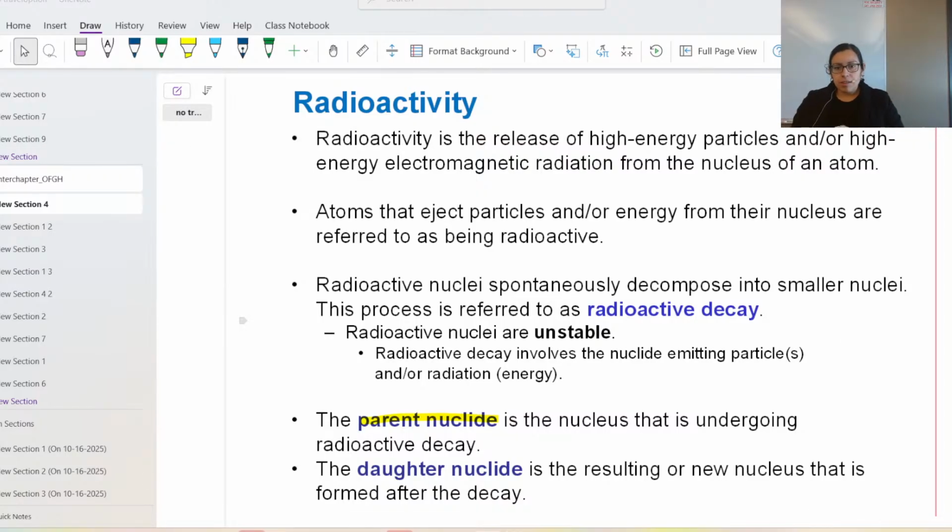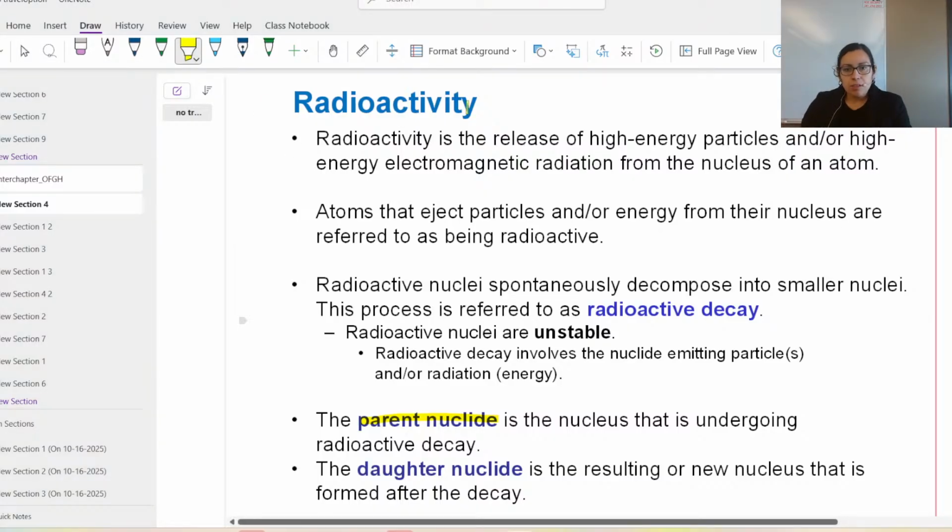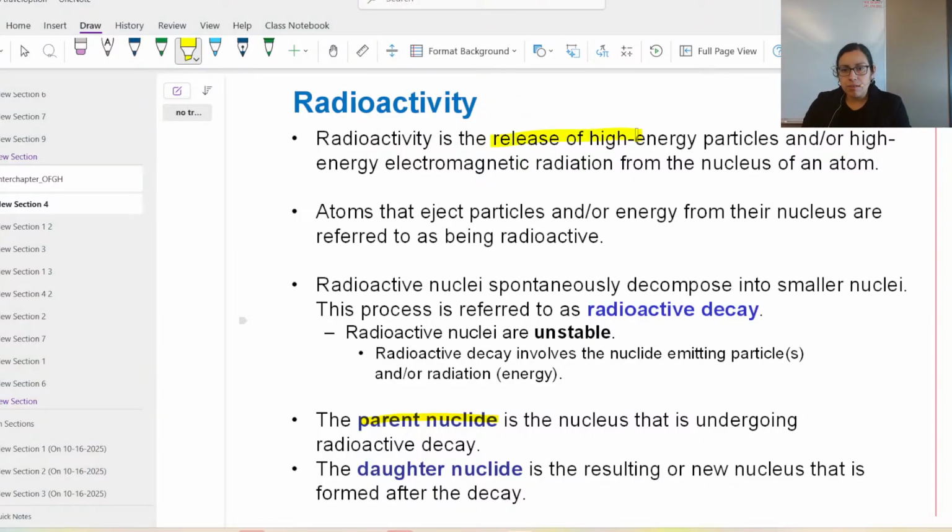So let's look at radioactivity. This is defined as the release of high energy particles and high energy electromagnetic radiation from the nucleus of an atom. It's kind of fascinating, because the half-life is established from looking at a sample and seeing how much material decays. Otherwise, this is just a spontaneous process that just happens where it shoots out, right? So basically, there are atoms that eject particles from their nucleus.